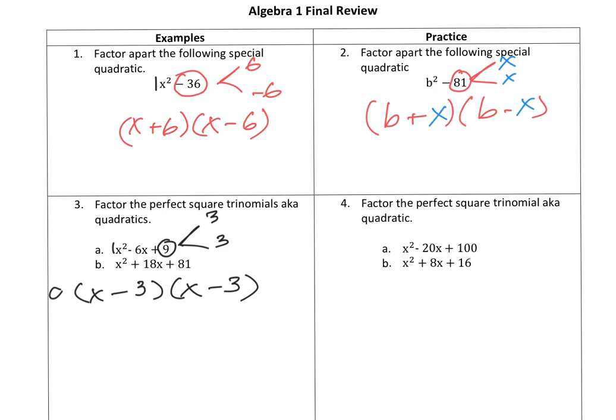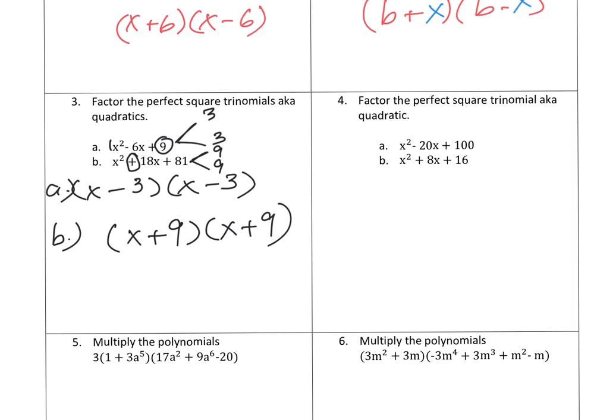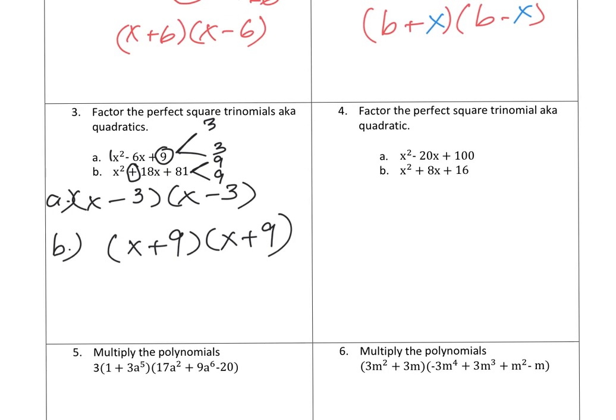Okay, that's part A. Then for part B, we do the exact same thing again. What are the two factors of 81? That's going to be 9 and 9. That's what we need to end up with. So in this case, it would be x plus, and then x plus again, because we have the positive right there. So it would be x plus 9 times x plus 9. That's it. So as we keep moving on, a real quick review: the reason why in part A I had x minus 3 is because of the negative sign right there.